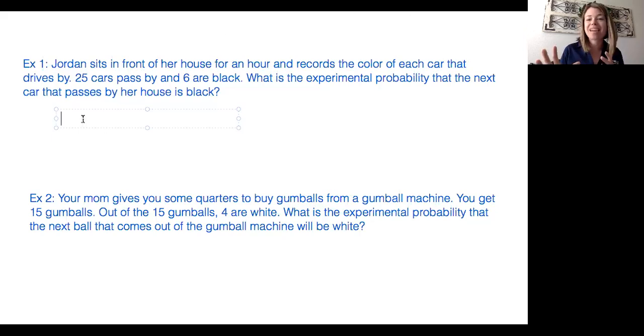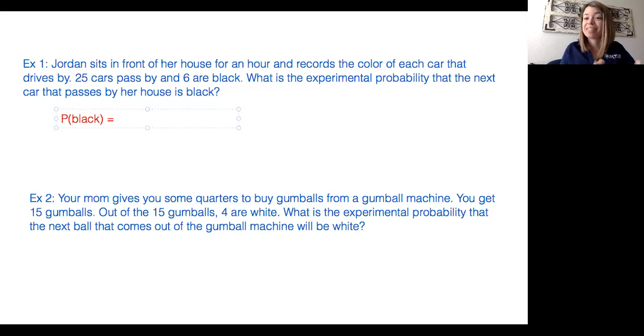Now, this is not based on an equally likely outcome here. It's not like a coin flip where you know that the odds are 50-50. We have no idea how many people actually live in that neighborhood that have black cars. So we collect that experimental data so that we can make a prediction. So this is basically a probability prediction. So we're going to look at the experimental probability of a car that drives by being black.